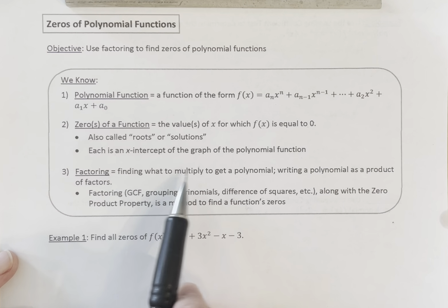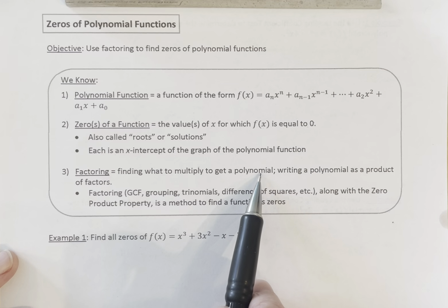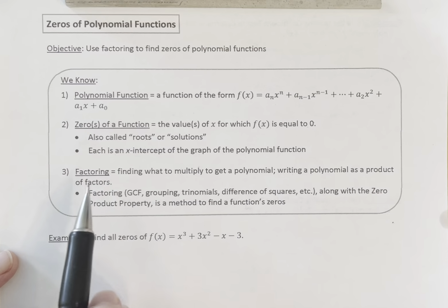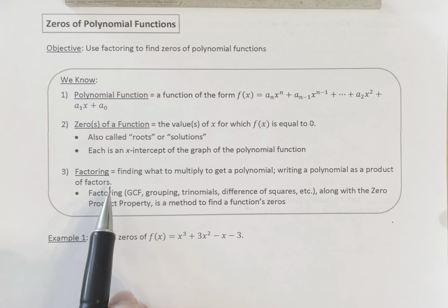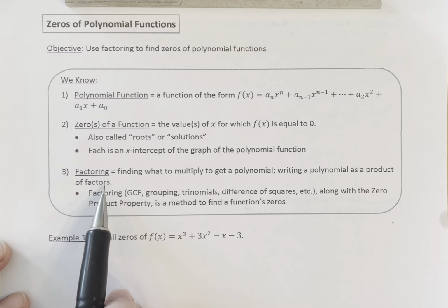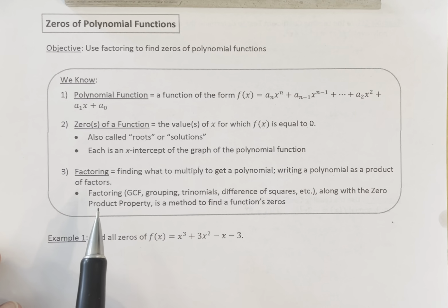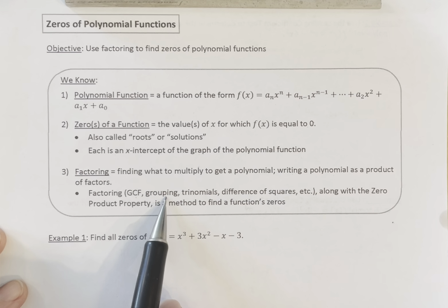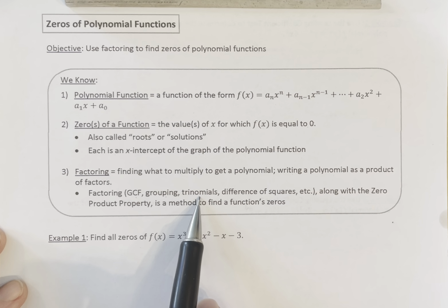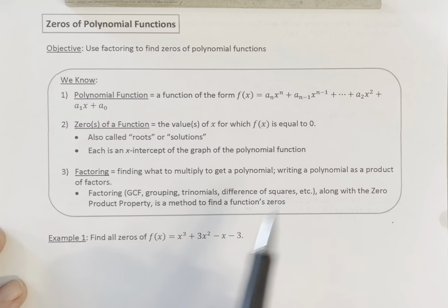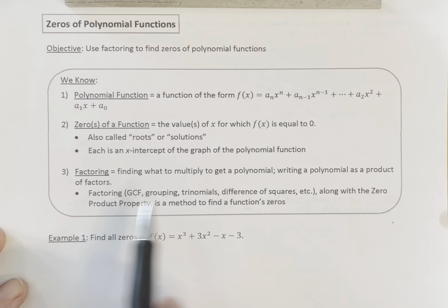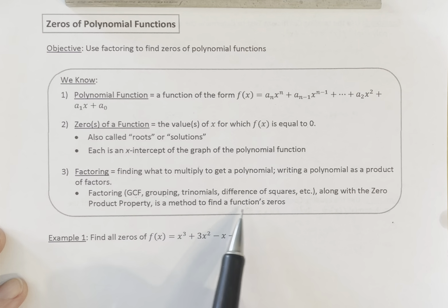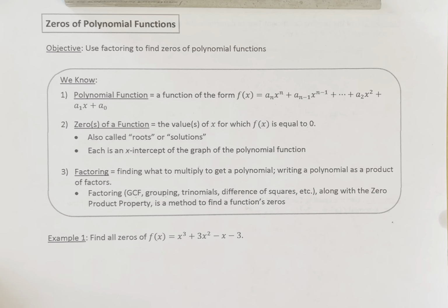Factoring is finding what to multiply to get a polynomial. In other words, we're also writing a polynomial as a product of terms, perhaps as a product of factors. So what are our factoring techniques? Well, here are a few of them: greatest common factor, grouping, factoring a trinomial, a difference of squares, etc. And we use factoring along with the zero product property as a method to find a function's zeros.